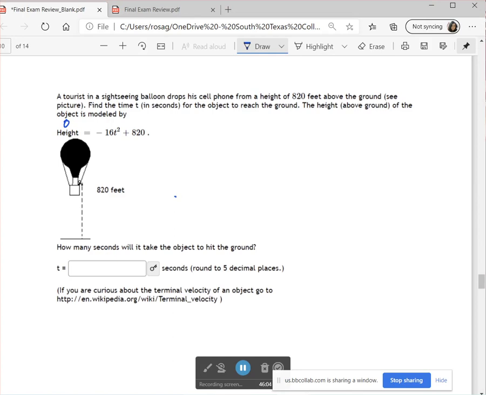Yes, that's the one that broke at the beginning. I ended up fixing it. I ended up fixing the screen.